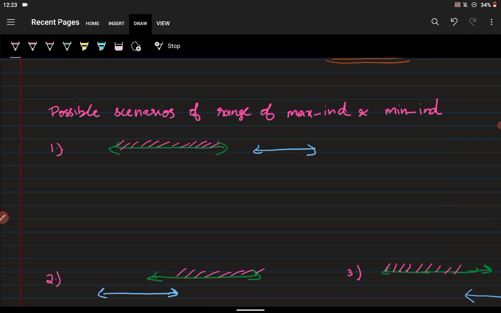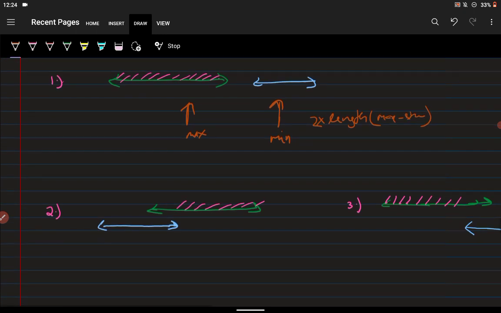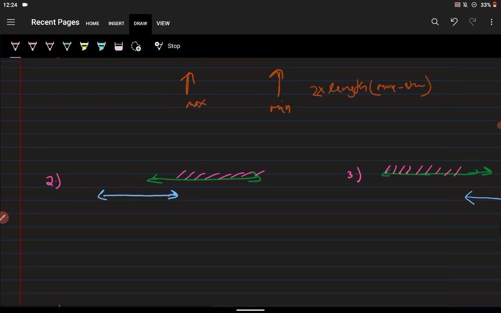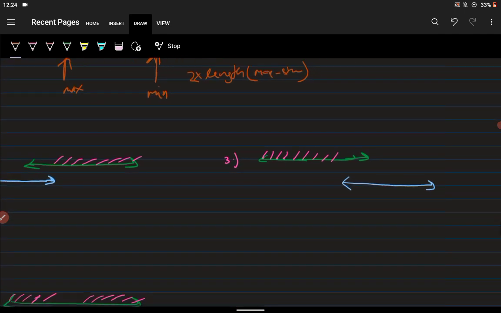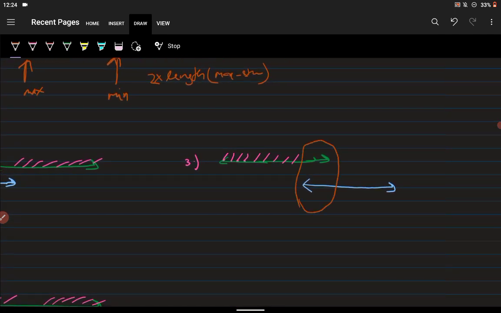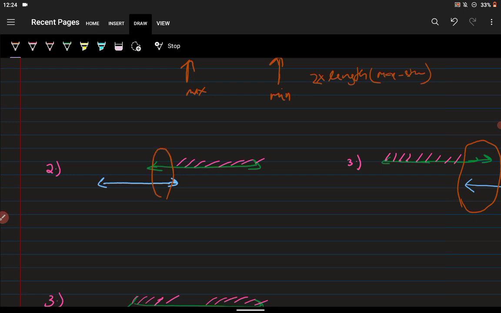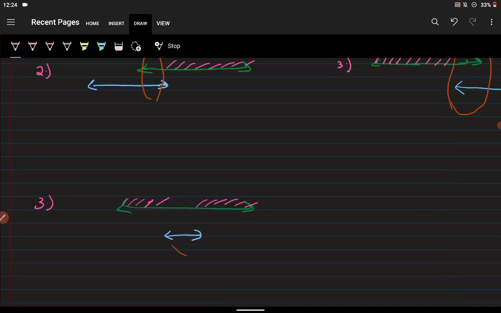Let's look at all possible scenarios of how the maximum student's and minimum student's ranges will look. Green is the maximum, blue is the minimum. Let's say they do not have any intersection, then the answer will be 2 times the length of the max student. And there may be a case that the minimum student overlaps on the left, and there may be a case that the minimum student overlaps on the right, and there may be a case that the minimum student completely lies within the maximum student's range.